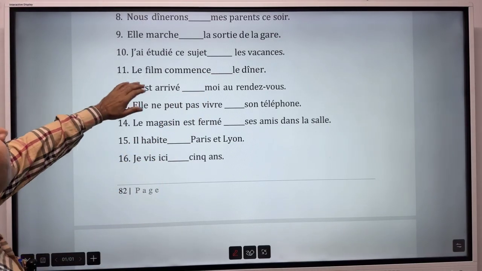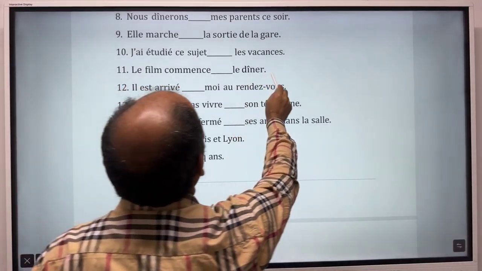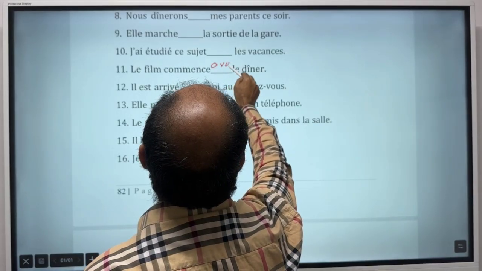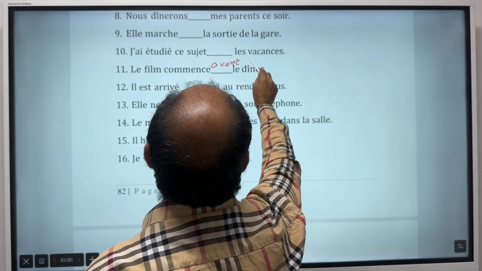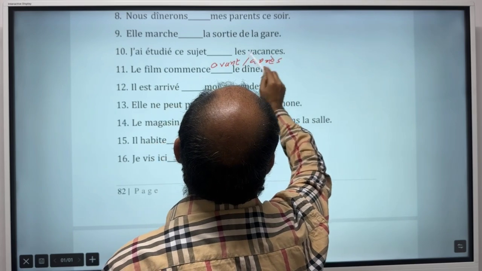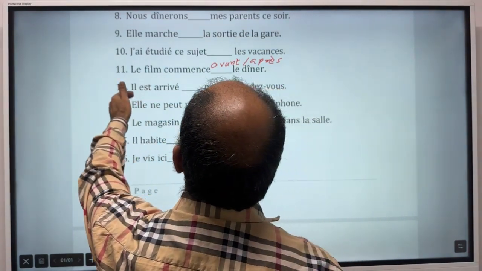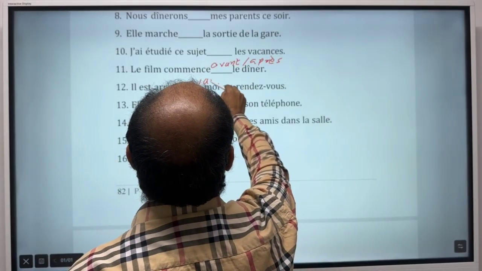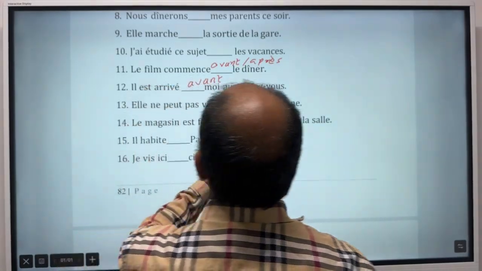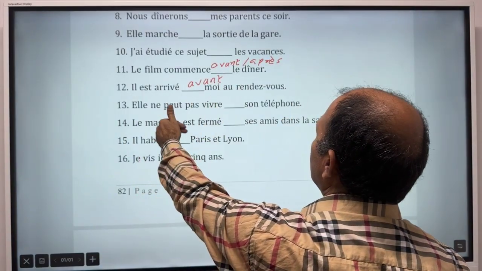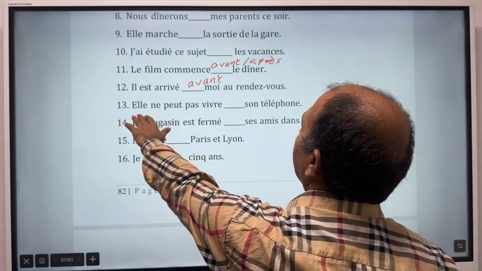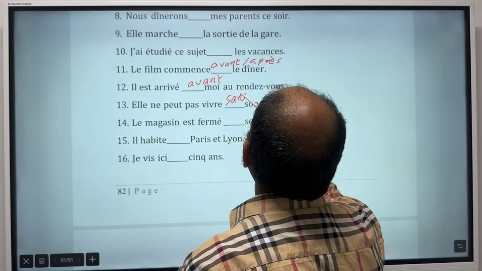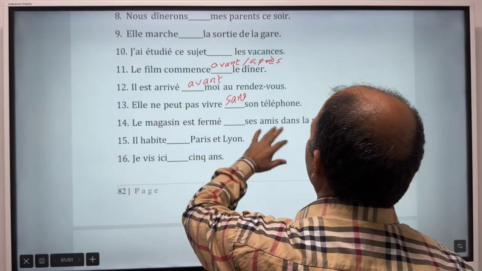Then, le film commence après le dîner. Avant, après. Il est arrivé avant moi au rendez-vous. Après moi is also possible. Avec moi is also possible. Elle ne peut pas vivre sans son téléphone. She cannot live without her telephone.